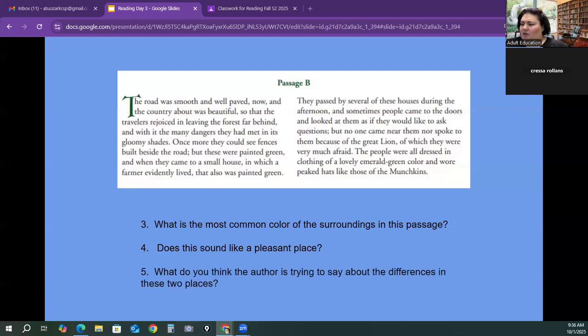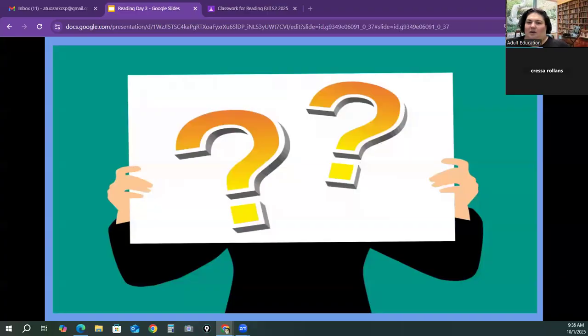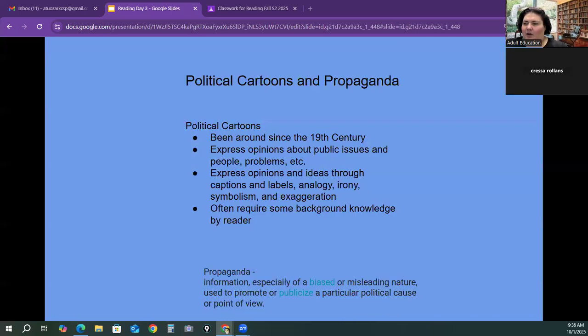So what do you think the author is trying to say about the differences between these two places? I think he was simply trying to say that one was not so pleasant and the other one was more happy and pleasant. All right, any questions so far? Excuse me. All right, no questions. I'm going to keep going.